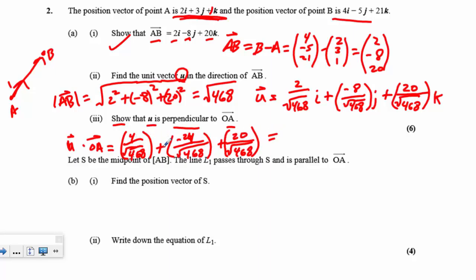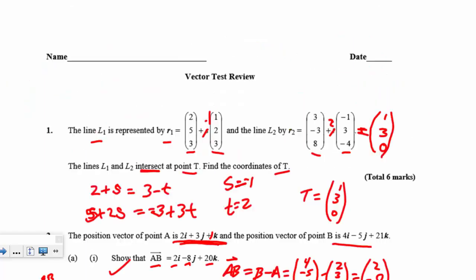So I know that 4 plus negative 24 is negative 20. This plus this is negative 20 over root 468. And I add that to 20 over root 468, and that's going to give me, in fact, 0. That's actually true. So because this dot product is equal to 0, it is now showing that the unit vector we found is perpendicular to OA. That is actually true. All right, so we're going to go on to the next question. That's about all you have to show.